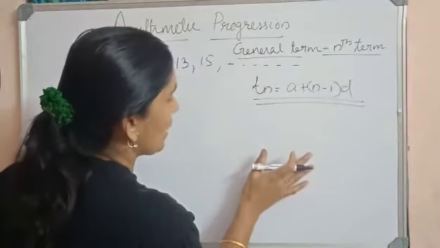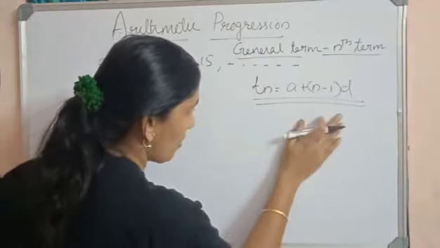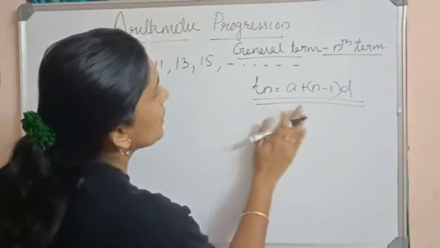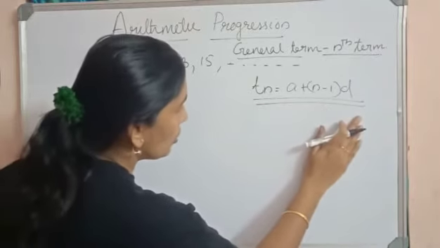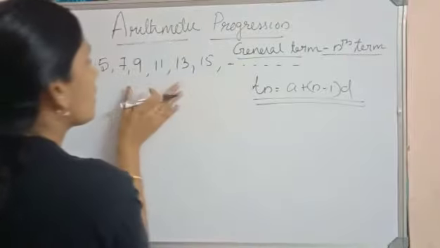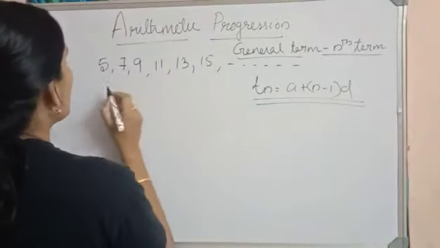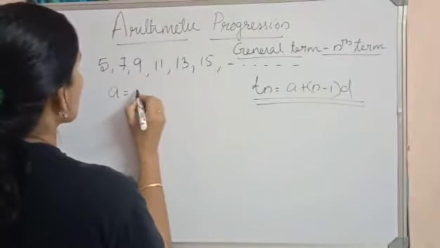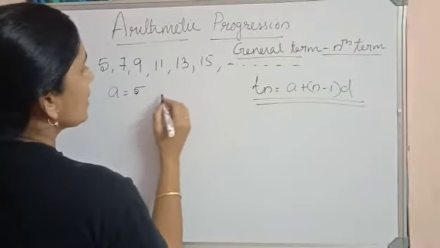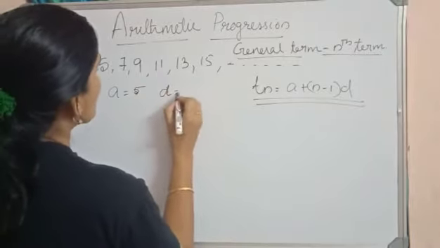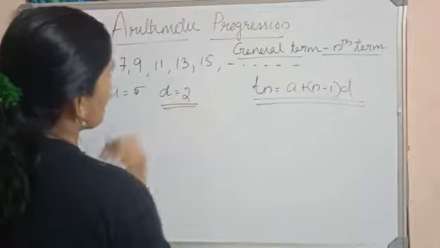The nth term of the AP can be found by using the formula Tn is equal to A plus (n minus 1) into D. Let's verify this with the given arithmetic progression. Here the first term is given as 5 and the common difference is 2. We have already found this in the previous case.